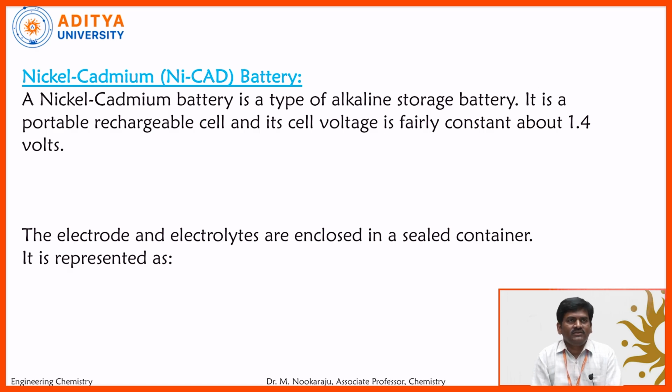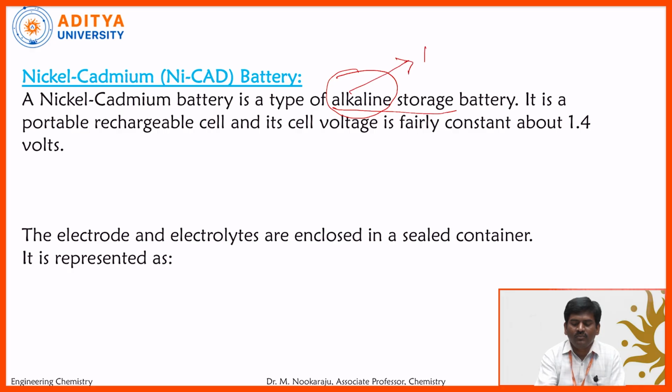First we will move on to the nickel cadmium battery. What is a nickel cadmium battery? It is a type of alkaline storage battery. Why do we call it an alkaline storage battery? Because we use an electrolyte made up of potassium hydroxide, an alkaline solution. That is why it is in the alkaline category. It is a portable rechargeable battery, and it gives a fairly constant voltage of about 1.4 volts.